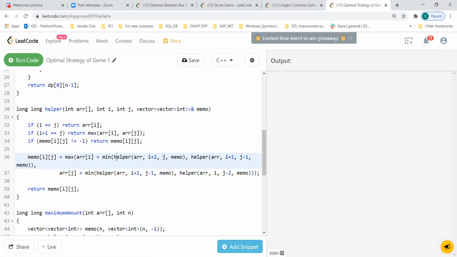So in that case, what is left over for me will be I plus 2 and J. Or else if he takes from the right side, it will be J, and then what is left for Alex will be I plus 1 and J minus 1. Correct. So you are actually going one step ahead of what you are playing now, and you are trying to take the minimum of the value returned from this recursion function. So this is the first case, when Alex is picking from the left side.